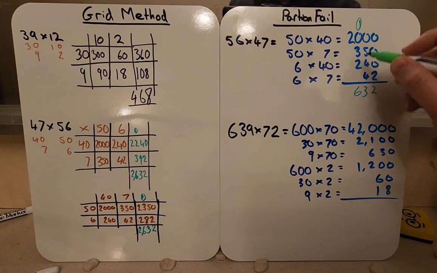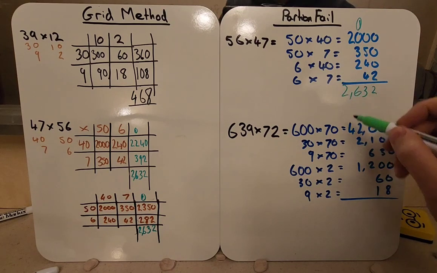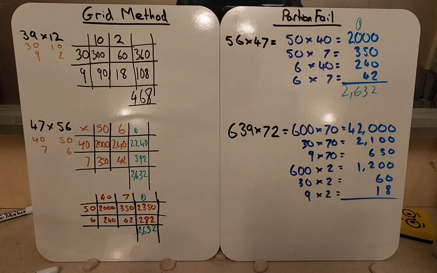6 and 2. So yeah, same answer as before. So yeah, you could say partitioning works here, and you might say this is less than doing the grids, but let's have a look at what we've got down here.